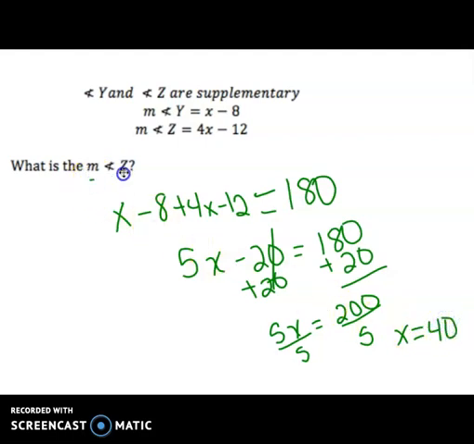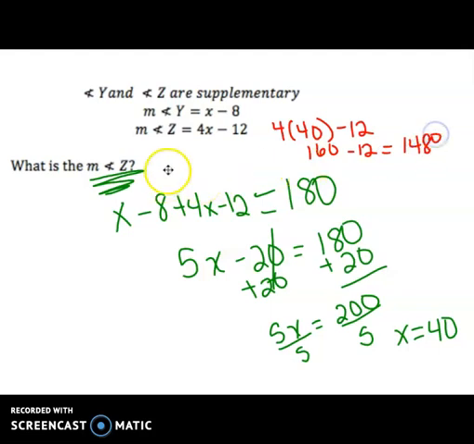That's not my answer because I wanted the measure of angle Z. So I take the 40 for x and I'm going to sub it back in to the expression for Z. So it's 4 times 40 minus 12. And I get 160 minus 12, which equals 148. So the measure of angle Z would be 148 degrees. Okay, hopefully that clarifies some of the reflection questions from yesterday.